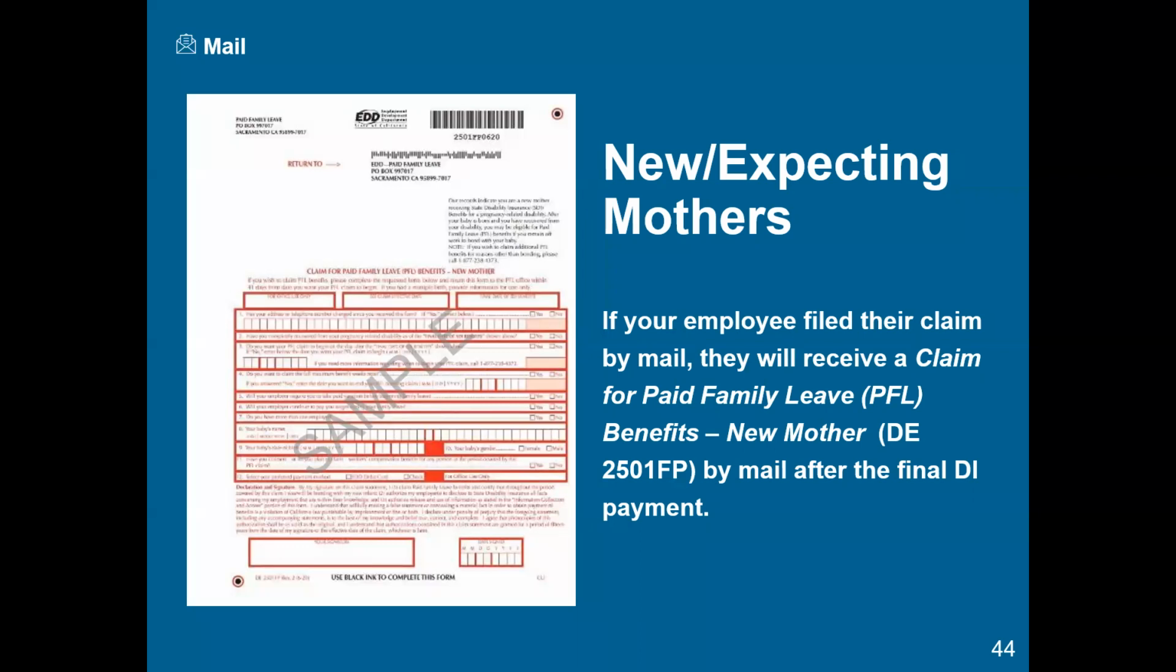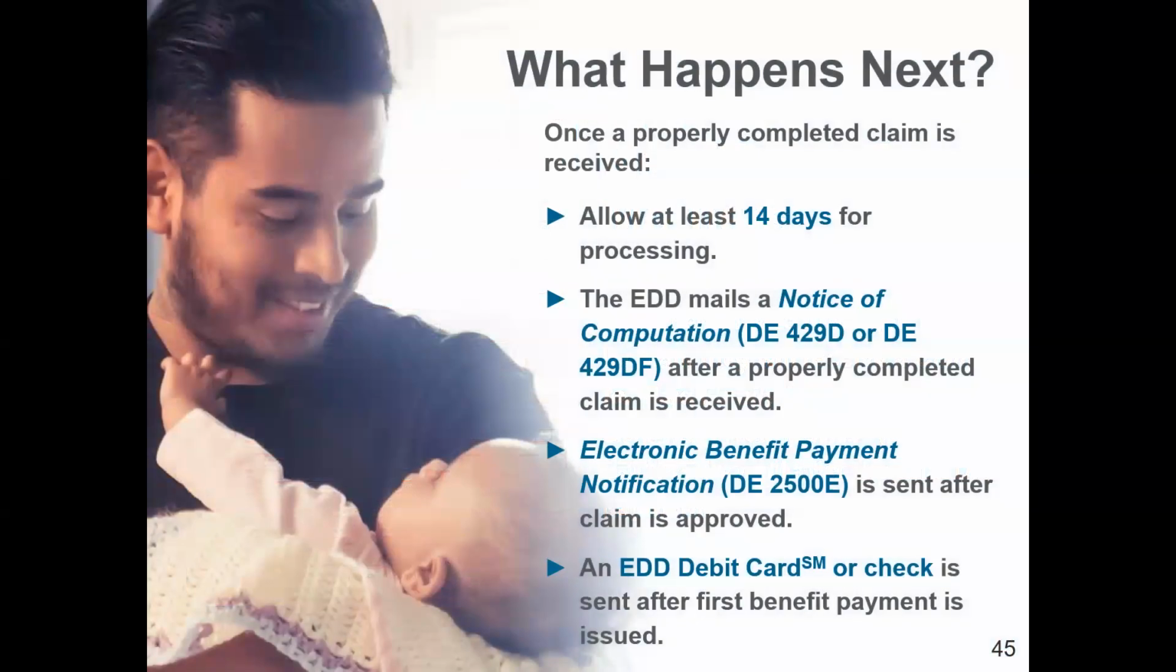Whether it's online or by mail, they're going to get this application when their last payment is for their disability insurance claim. So generally we send it out at the last payment so they know, okay, this is your last payment. It's now time for you to think if you want to transition over and start receiving bonding benefits. So next slide, please.